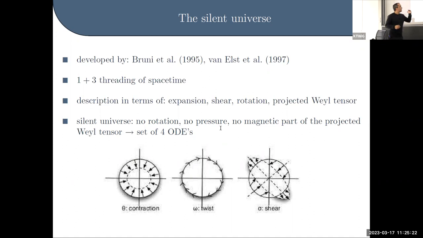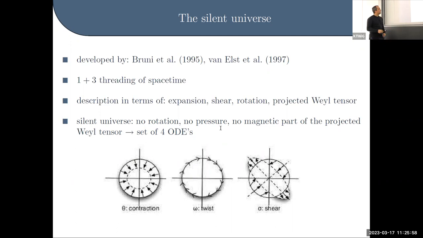So given that, in the silent universe approach, we will use the quantities which are called the expansion, shear, and rotation, which are the parts of the velocity gradient. This is like a schematic description of this. Expansion or contraction is just the change of the volume. The rotation is the antisymmetric change of the shape, and the shear, which is a trace-free symmetric part, just tells us how things are deformed.